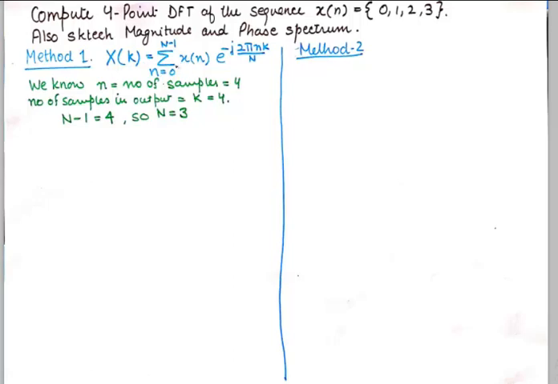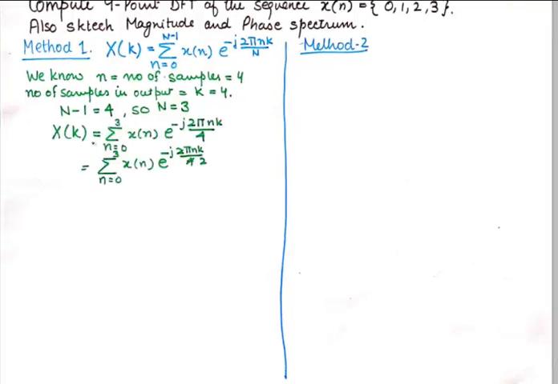The first one is the traditional method, where we use the formula for x of k that goes from 0 to n minus 1. The number of samples here are 4, so we'll go from 0 to 3, and e raised to power minus j 2 pi n k upon n, where n will also go from 0 to 3 in summation, and k will be put as 0, 1, 2 and 3 to find out the values of x of k. So that's how we do that.